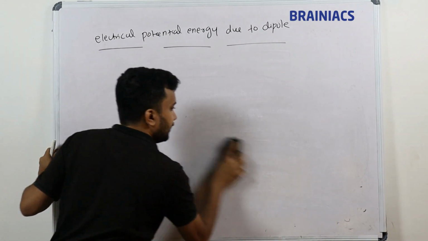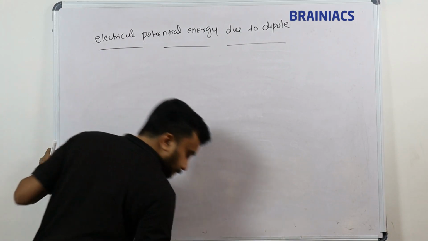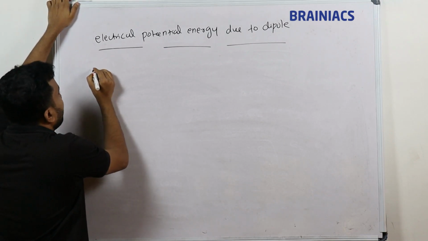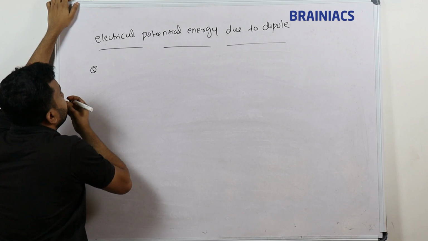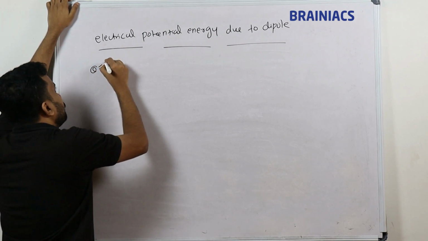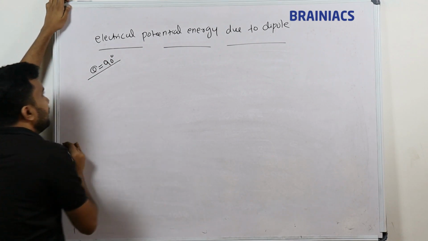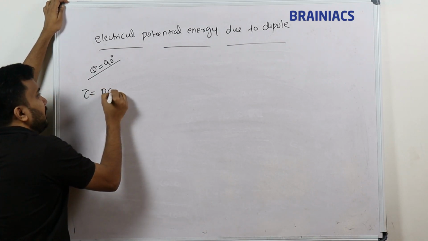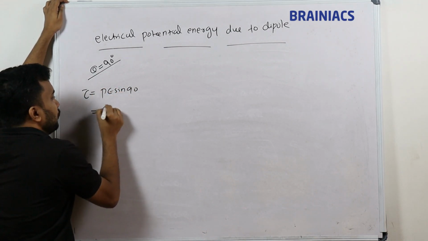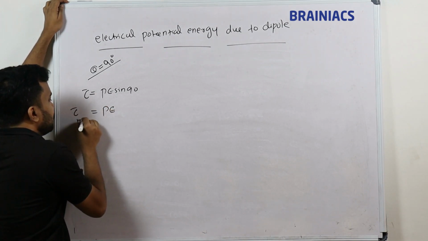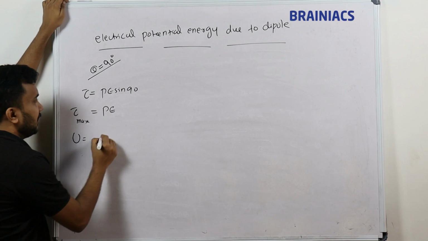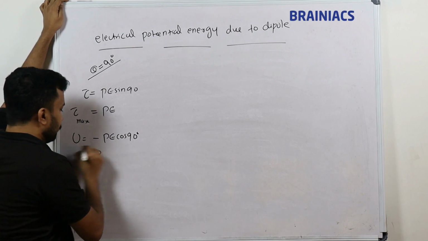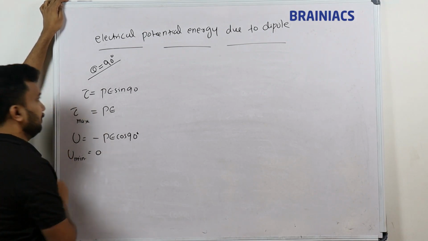Okay, so we will take a couple of examples. Let me take three cases. First case, when theta is equal to 90 degrees, torque is equal to Pe sin theta. So Pe into sine of 90 degrees is equal to Pe, which means torque is maximum. And electrical potential energy is minus Pe cos of 90 degrees, and cos 90 is equal to 0. So electrical potential energy is minimum.